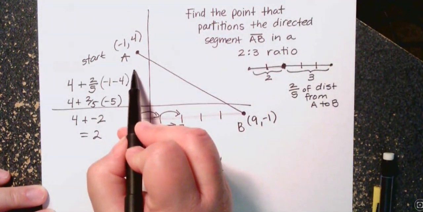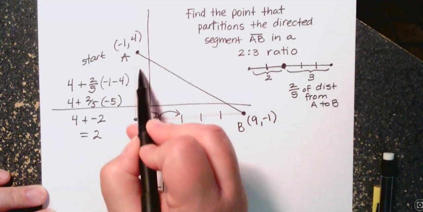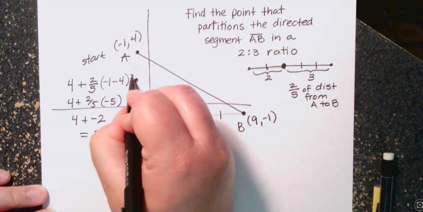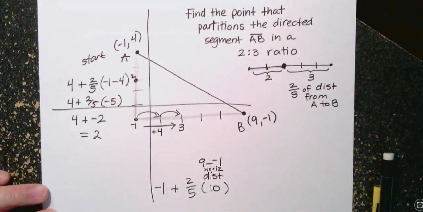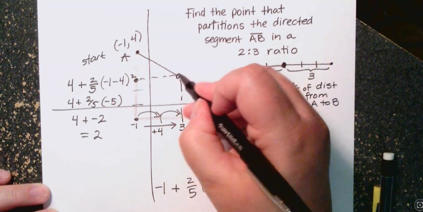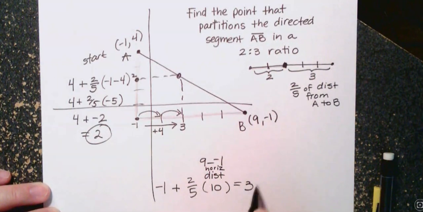So if I go down, this will be at 2. Okay, and that is where I will be. I will be right here at the point 3, 2. This is my Y value, and this was my X value.